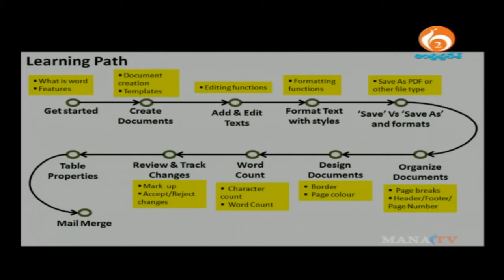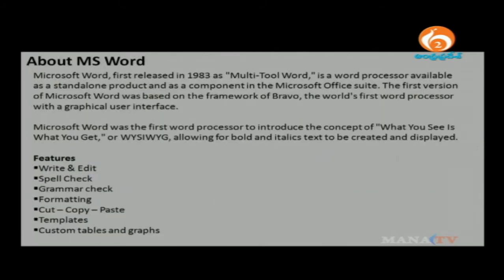We'll move on to review and track changes. This is necessary when you work on a document and send it to someone else to review, and when the person sends it back, you need to know what corrections were made. So there is a tool within Word which allows you to track all the changes. We'll understand table properties and end with mail merge. All right. So let's begin with MS Word.